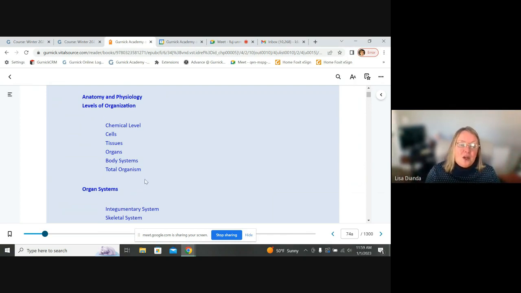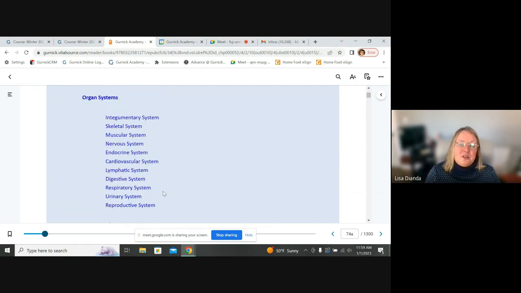Okay. Organ systems. These are the systems, and I'm going to speak them once, but again, I want you to remember there is the speak feature so that you can practice listening to these things and saying them yourself. Okay? Practice speaking this language. Immerse yourself in the language of medicine, right? Integumentary system, the skeletal, muscular, nervous, endocrine, cardiovascular, lymphatic, digestive, respiratory, urinary, and reproductive.